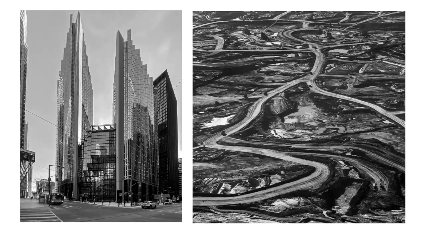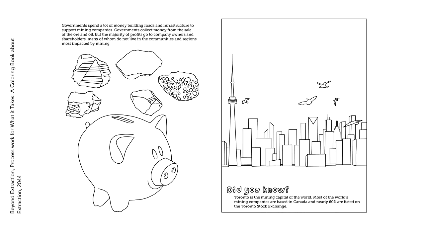So from that, we then produced this spread, which is really considering how hard it is to write this stuff, to go from a word like financialization that we all know at the beginning, to then how you make that into a coloring book. Toronto is a mining capital, but how do minerals actually lead to wealth for some, but not for all?